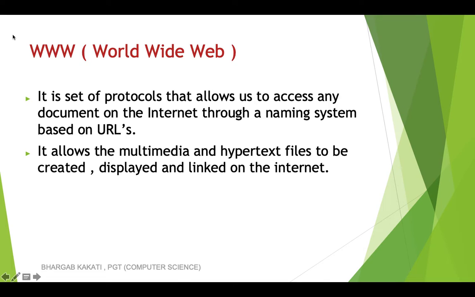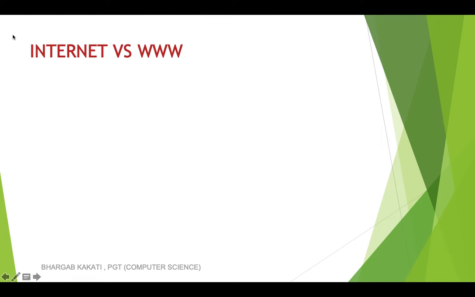World Wide Web allows multimedia and hypertext files to be created, displayed, and linked on the internet. Because of the World Wide Web, you can display multimedia documents which contain images, audios, videos, and you can also exchange hypertext files. You can create hypertext files, display hypertext files, and link different hypertext files on the internet. All these things are provided by WWW, popularly known as World Wide Web.